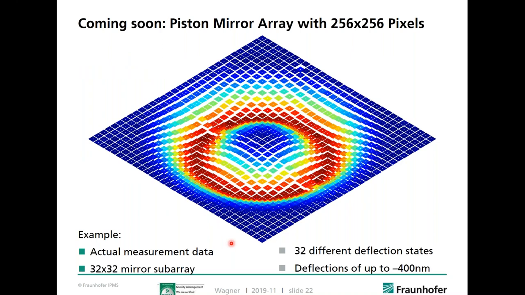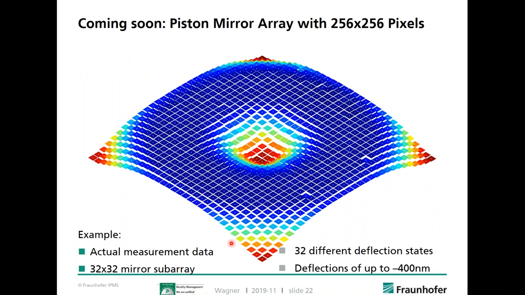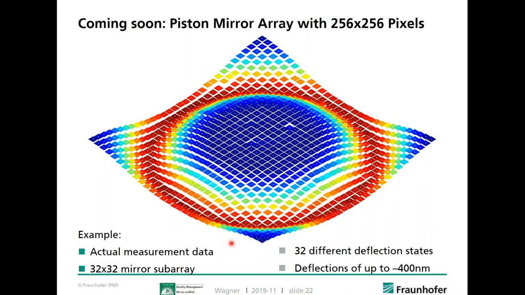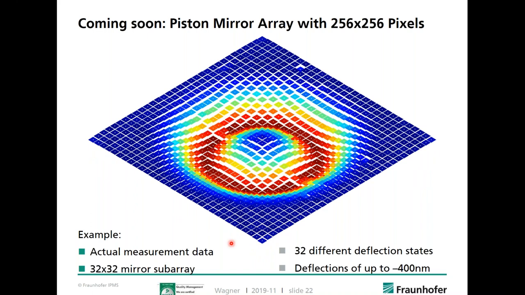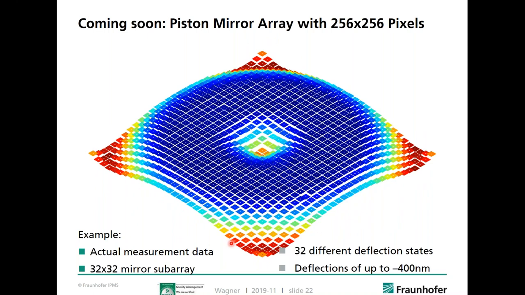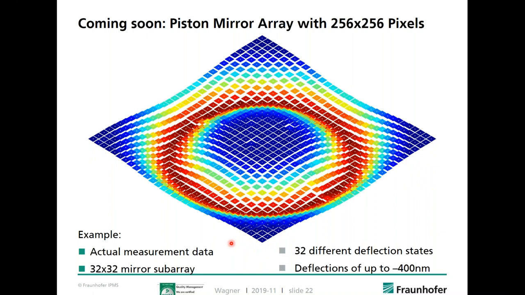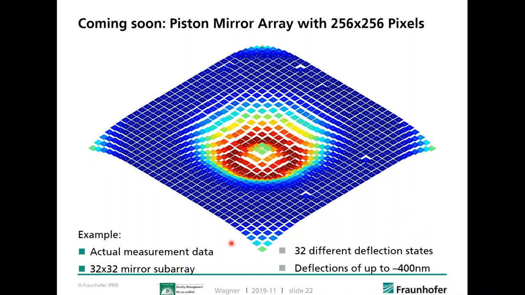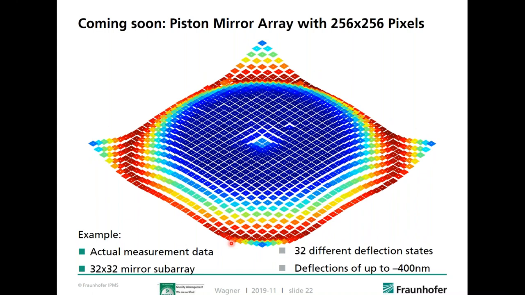On the next slide, you see that this works in reality. This is a sequence of white light interferometer measurements put together to form some sort of slow motion movie. This is only part of the 256 by 256 matrix, simply because the field of view in the white light interferometer is limited. What you see here is a wave pattern that we programmed in and measured.